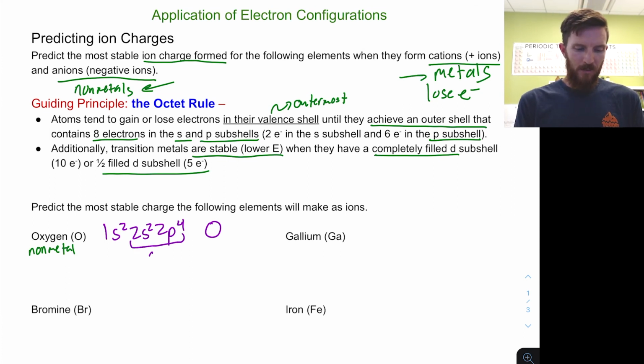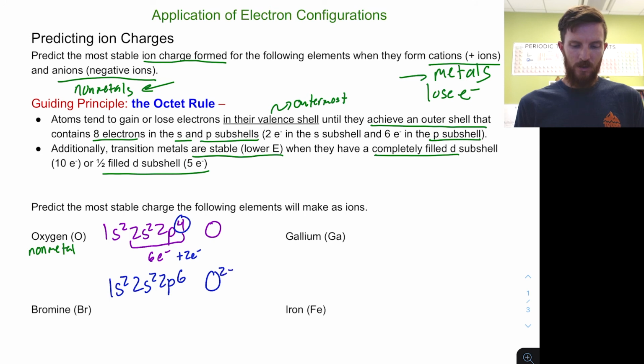And we notice that we have 6 electrons in our valence shell, and that we need 2 more in the p subshell in order to give us a total of 8 electrons. So what we'll see is it's going to gain 2 electrons to give us 1s2, 2s2, 2p6, and that would be O2 minus. And we also see that that is the same as our neon electron configuration. So in this case, we reach that noble gas electron configuration. And again, that's a nonmetal gaining electrons, 2 of them, to give us an octet.